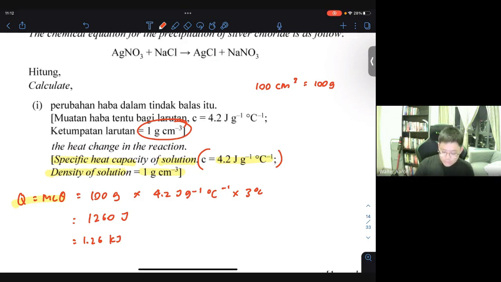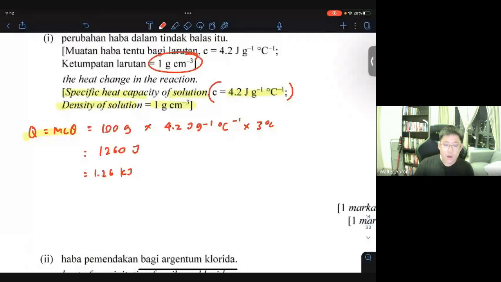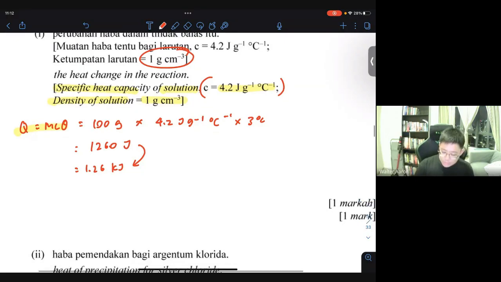So later on, you have to calculate the delta H value, which is the heat of precipitation. So what I like to do is convert the joules straight away into kilojoules, because to calculate delta H value later, you need to make sure that your value, the Q, is in kilojoules already. So divide by 1,000. Okay, so joules to kilojoules is just divide by 1,000. So 1,260 joules divided by 1,000, you get 1.26 kilojoules in total. And that will technically give you 1 mark.